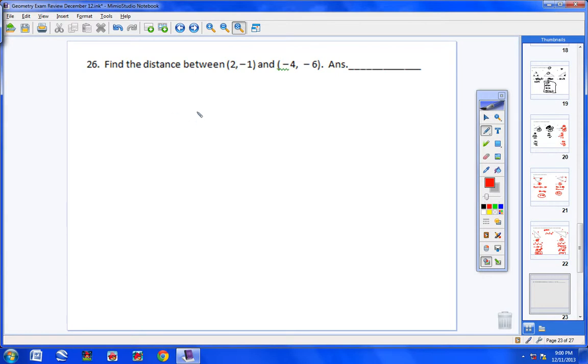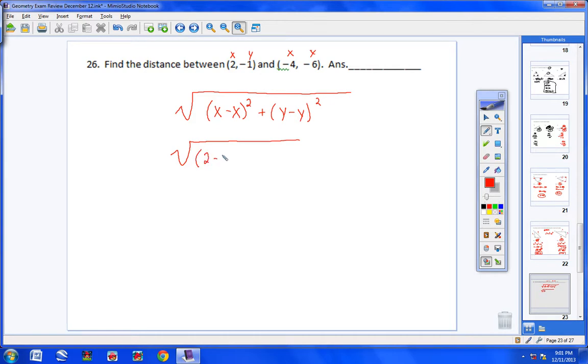All right, find the distance between these two points. This is an x, this is a y, this is an x, and this is a y. Well, you need to know this distance formula for your test. It's the square root of this large formula, x minus x, quantity squared, plus y minus y, quantity squared. Let's start off with our x's first of all. 2 minus a negative 4 squared, plus, and then we have y minus y squared.